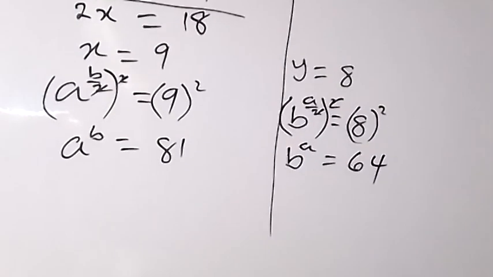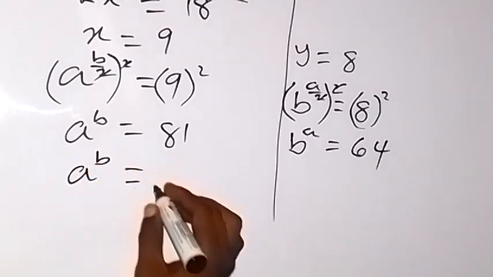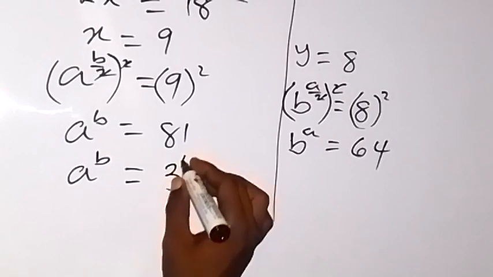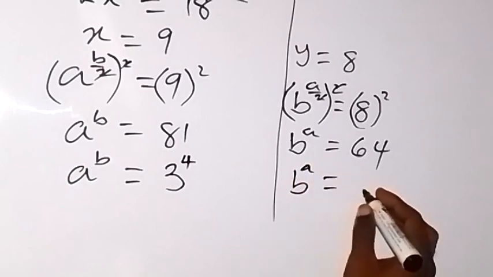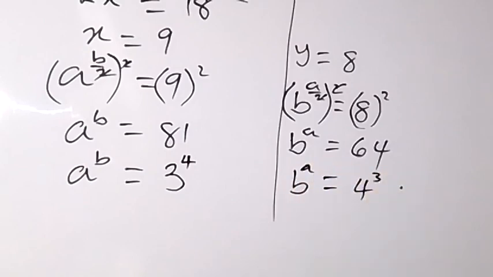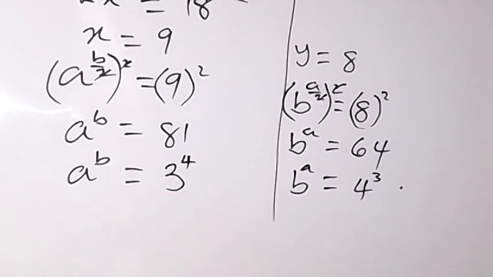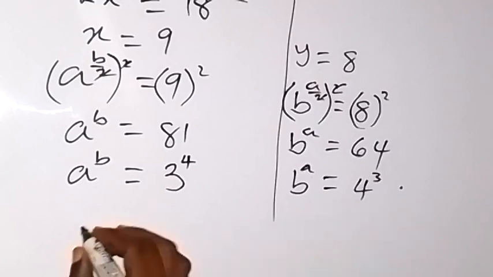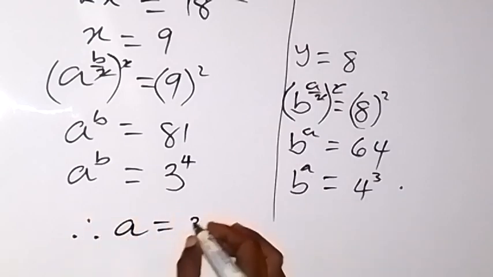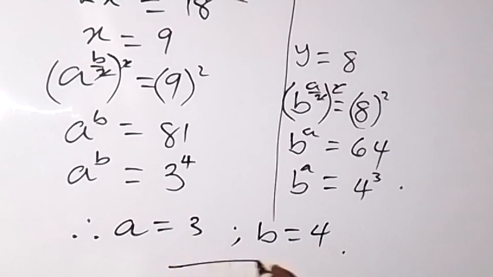Then from here we can see that we have a raised to power b equals 81. We can express 81 to base 3. We can say this is 3 raised to power 4. And this side we have b raised to power a equals 64. We can write it as 4 raised to power 3. And when we see what we have here now, we can see that a is standing as 3 and b is standing as 4. And on this side as well, a is 3 and b is 4. So therefore, our a will be equal to 3 and our b will be equal to 4. So this is the solution to the problem.